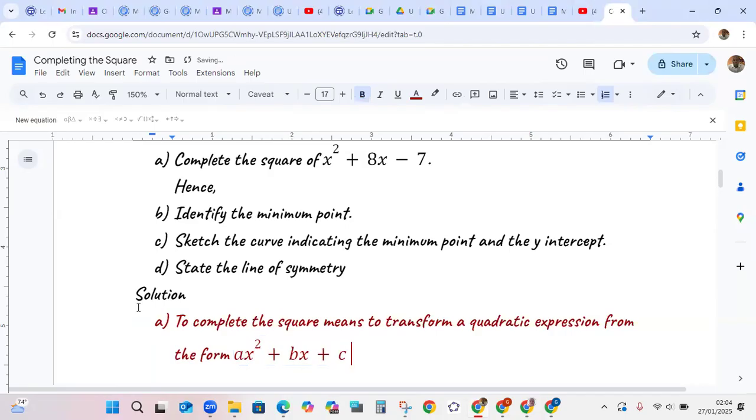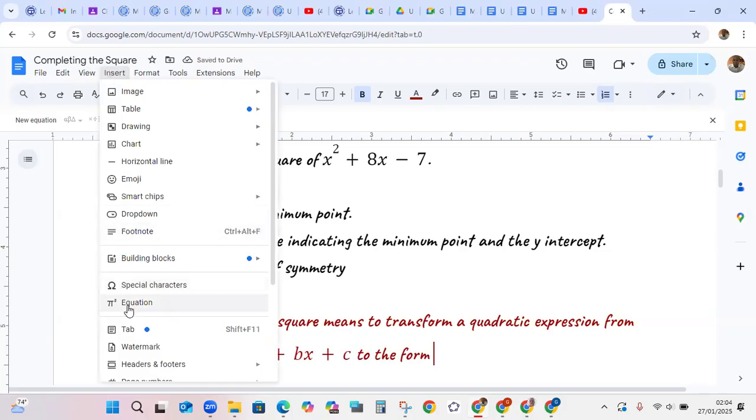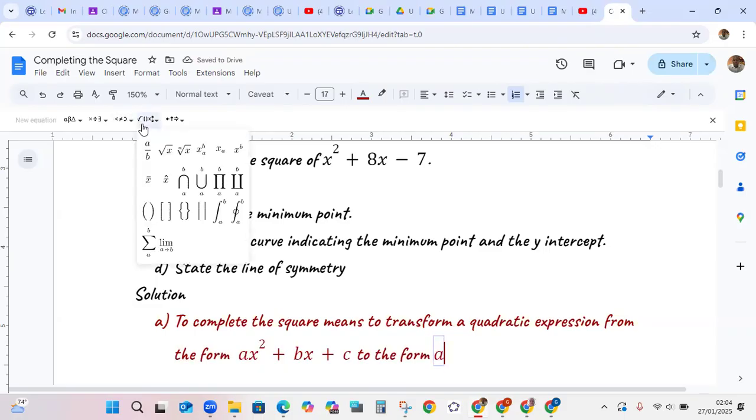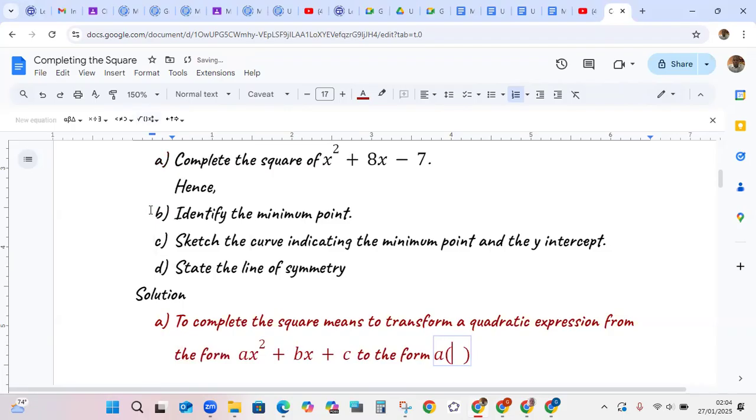and it will be transformed to the form where a will be outside of a pair of brackets or parentheses, and then x will be inside of the brackets without a square, plus a new number called p or h or k. You could call it h, you could call it k or p.